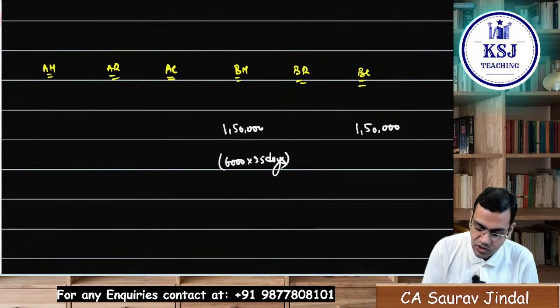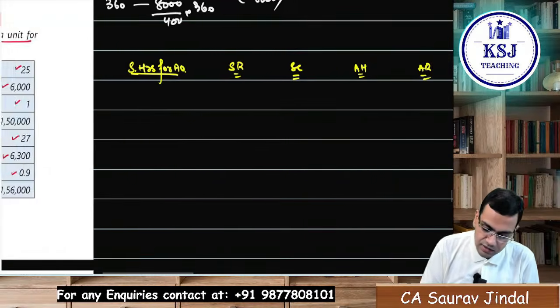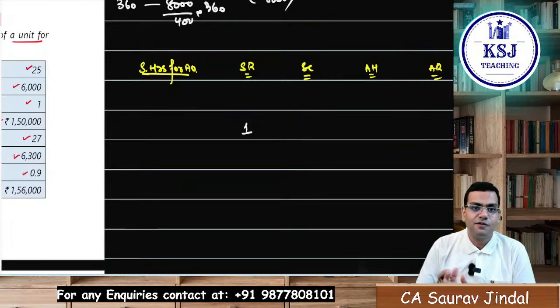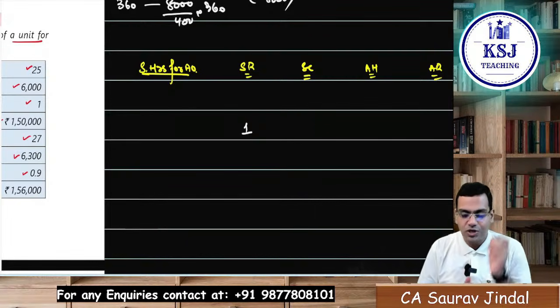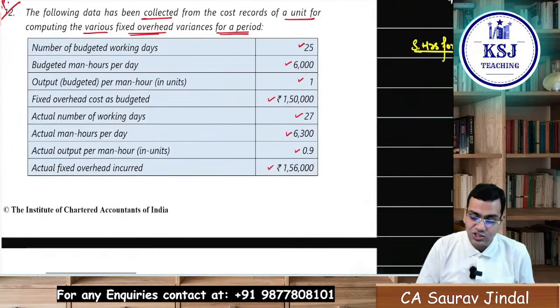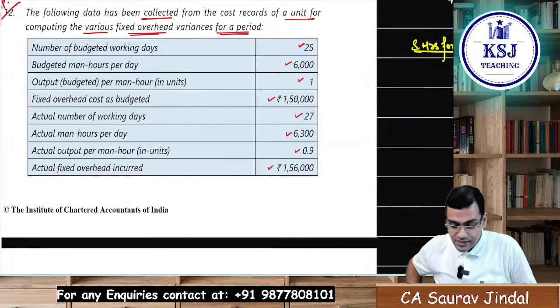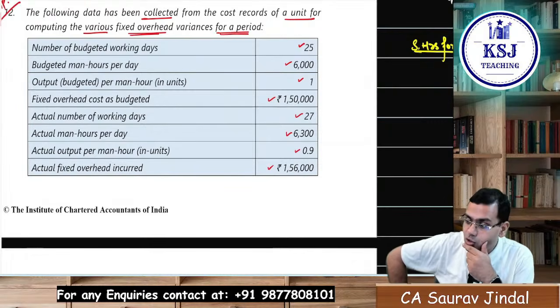So what is the budgeted rate here? 1 rupee. Standard rate 1 rupee. Now comes the actual calculation. Sir, standard hours for actual output. How are we going to calculate it? Sir, actual output we do not know.